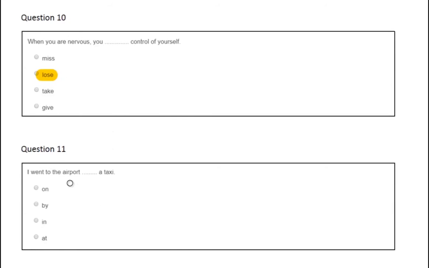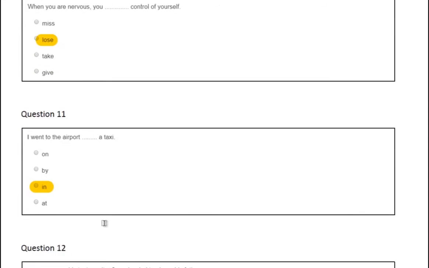I went to the airport, a taxi. We have something here that we must know. If you have an article, a or an, we say in a taxi. If you don't have an article, a or an, we use by taxi, by plane, and so on. But here we have an article before taxi, so the correct choice is in a taxi.